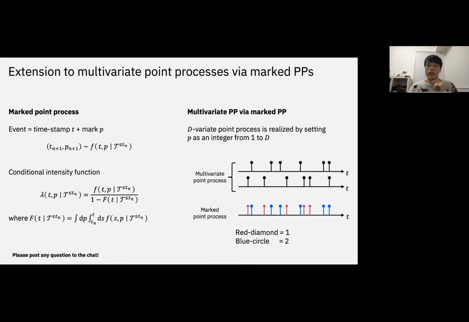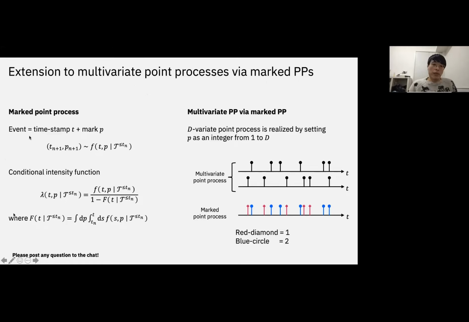Because in order to apply a point process to a spiking neural network, we have to model D sequences of events. So if we have D neurons in a spiking neural network, we have to be able to model D sequences of events. So this is the reason why we are interested in multivariate point processes. And this can be modeled by a marked point process. So I'm going to first introduce a marked point process.